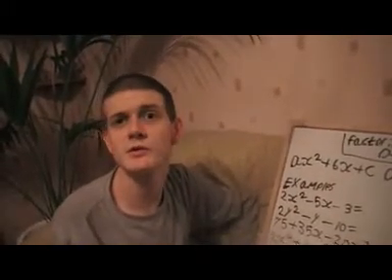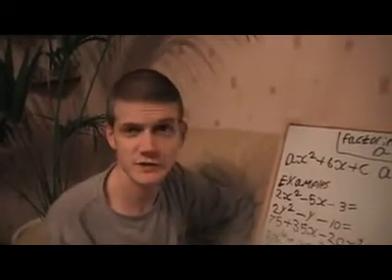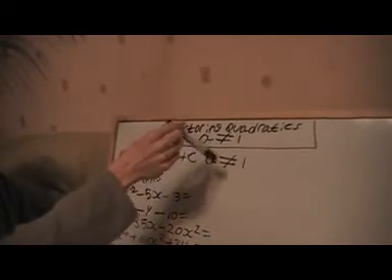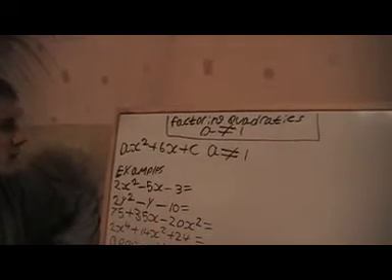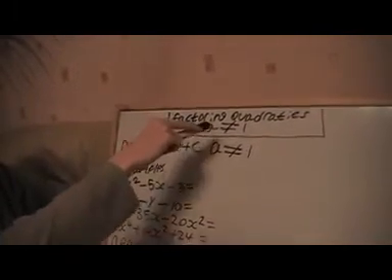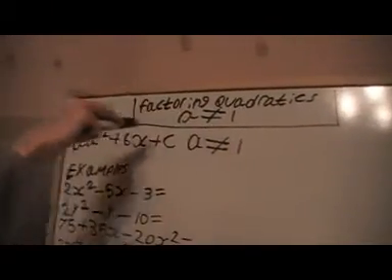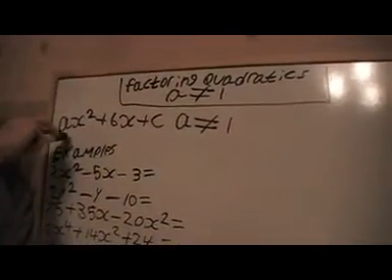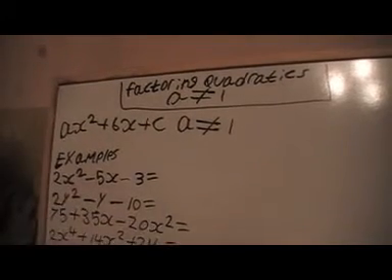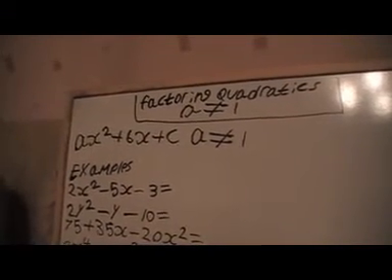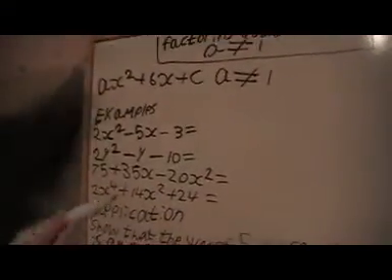Right, in this video we're going to continue looking at factorising quadratics, and we're going to look at factorising where a is not equal to 1. But obviously not 0 as well, because if it was 0 then this wouldn't be a quadratic, it would then be linear. Anyway, now let's look at some examples.